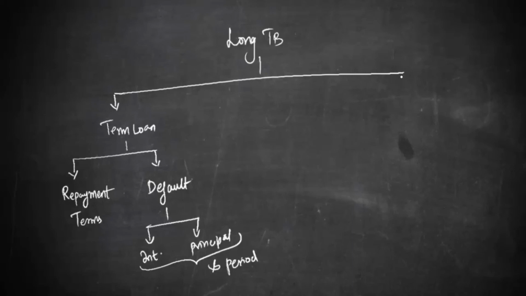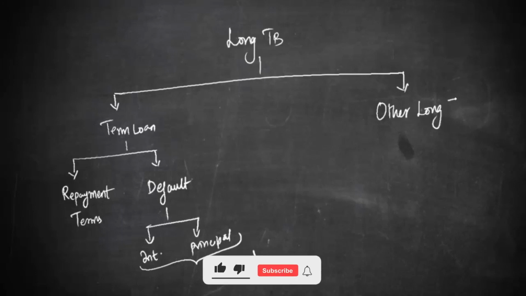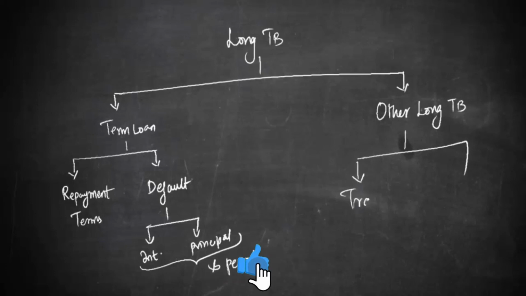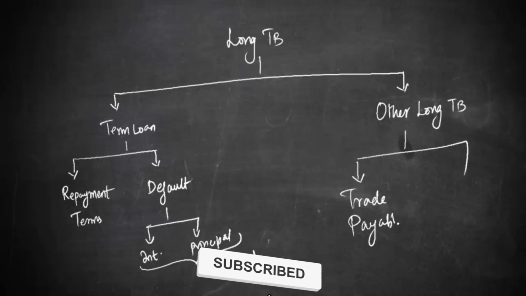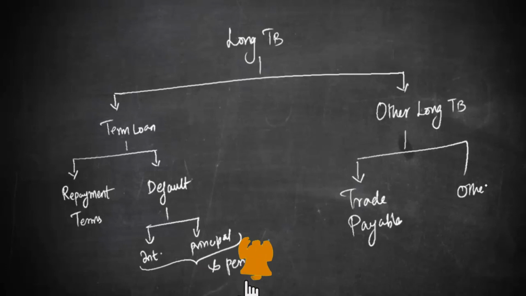Then you can also have other long-term liabilities, that is, those items which were not discussed. So the other long-term liabilities should be further classified as long-term trade payables and others, if any.